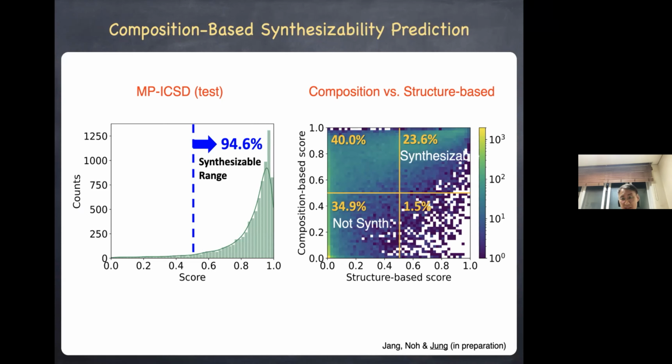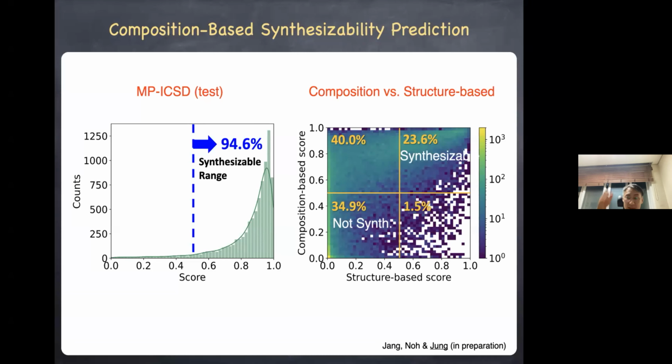Now, since we have synthesizability prediction models for structure-based and composition-based, we can compare them. And we found an interesting relationship between the two. These diagonal parts are where both predictions are mutually consistent, but these off-diagonal parts are where both predictions are mutually inconsistent. In other words, this is the case where the structure-based synthesizability model predicts that they may not be synthesizable, but the composition-based model predicts them to be synthesizable.